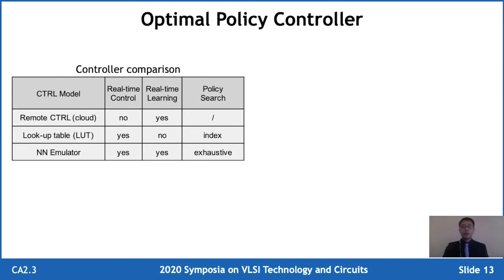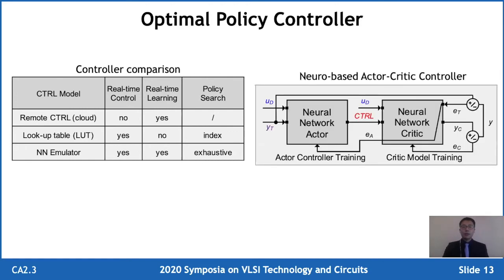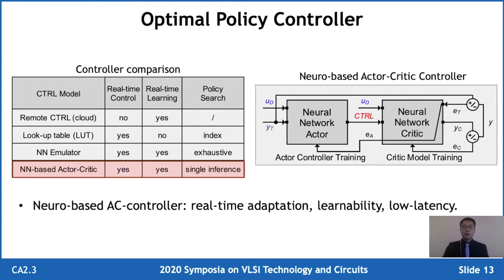So to mitigate these challenges, we have chosen a neural-based actor-critic controller. In the AC controller, the actor and critic are implemented with neural networks. The actor will infer the optimal policy, while the critic will emulate the system during inference. During learning, the critic neural network trains itself with emulation error and also provides backpropagation paths for the actor neural network to learn based on target error. Compared with the aforementioned control schemes listed in the table, edge control enables real-time adaptation, neural-based implementation enables learning, and single-shot inference maximally reduces the control overhead and the latency.